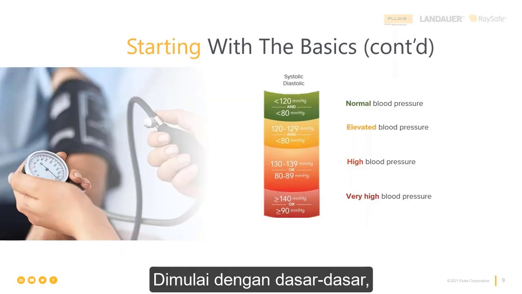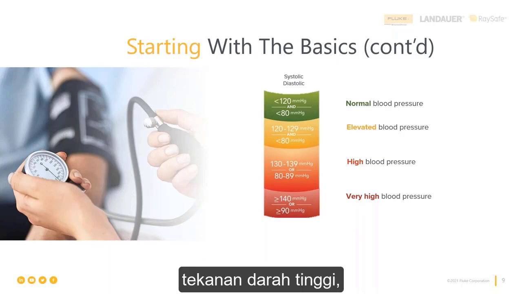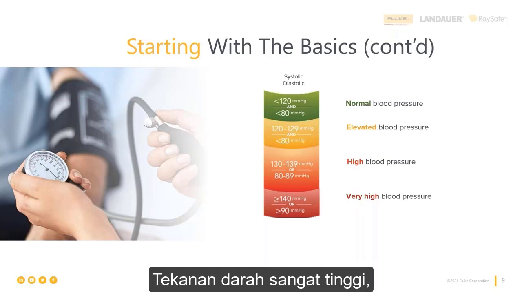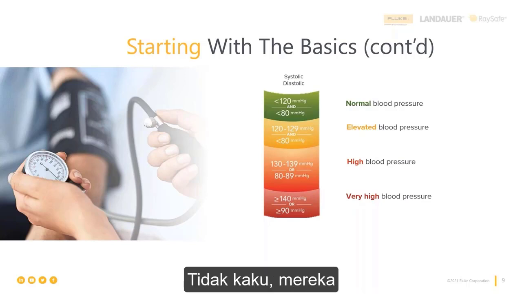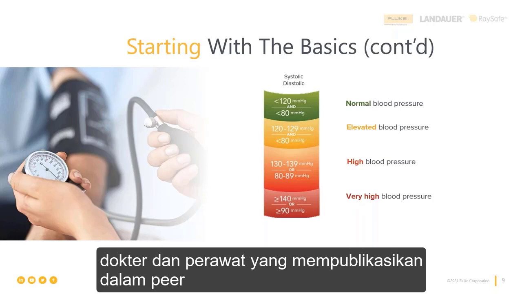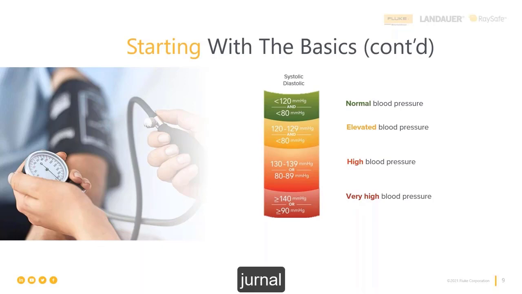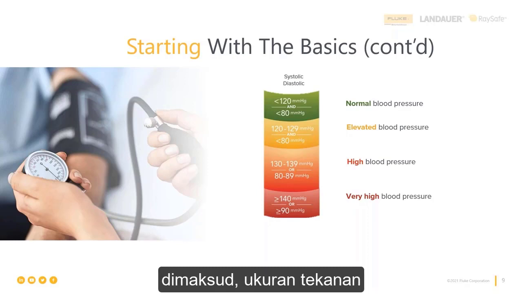So, continuing with the basics, here's a little information about what you should expect as a normal blood pressure, elevated blood pressure, high blood pressure, and very high blood pressure. The numbers shown are not hard and fast rules. They're not cut in stone. They are approximations agreed upon by doctors and nurses who publish in peer-reviewed journals. These are ranges that doctors understand, so they know what the pressure measurement they just took means.